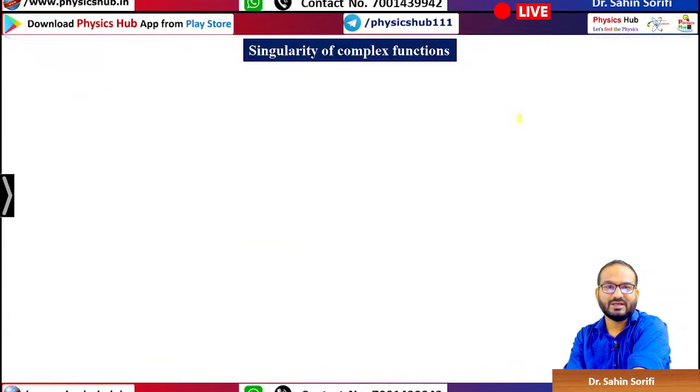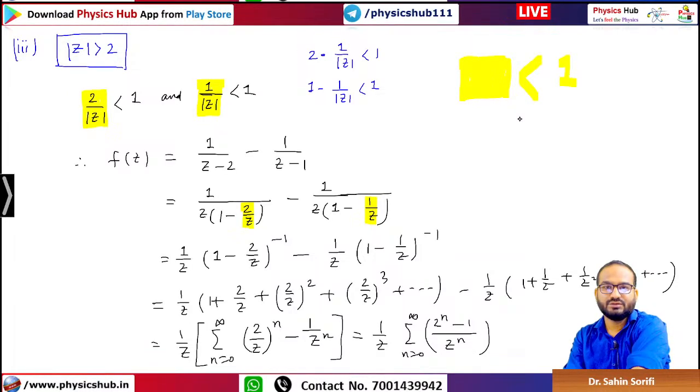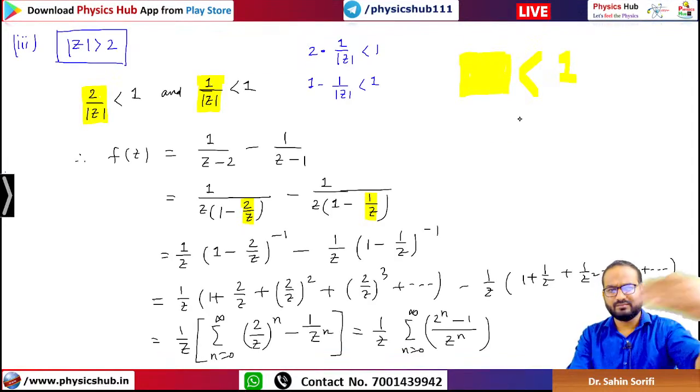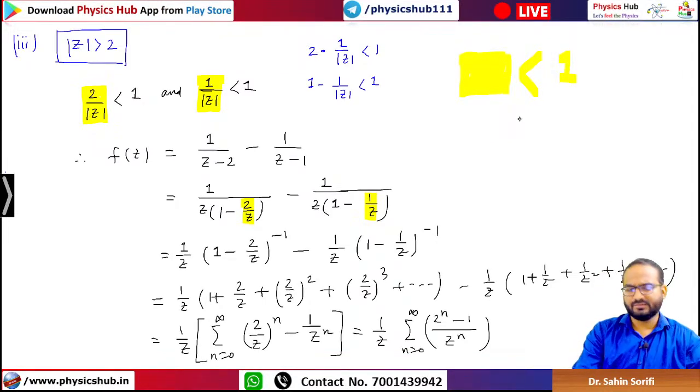So revise this one at your home today, and on the next day we will start singularity of complex functions. We will come back to this Lorentz theorem again. Lorentz theorem is not over yet. Many associated concepts will be discussed from Lorentz theorem. So stay tuned, guys, and revise this one so that you understand it better, okay.